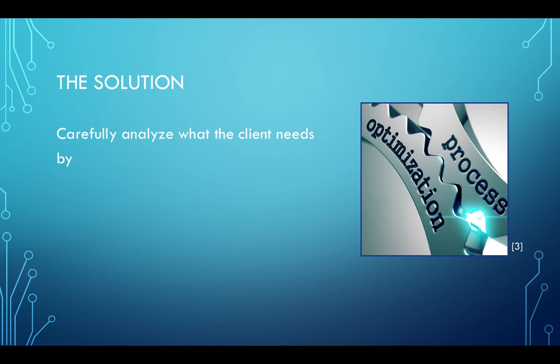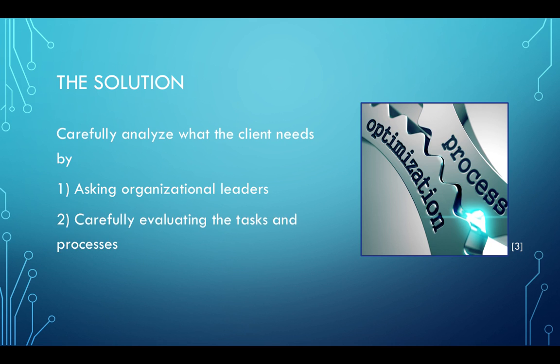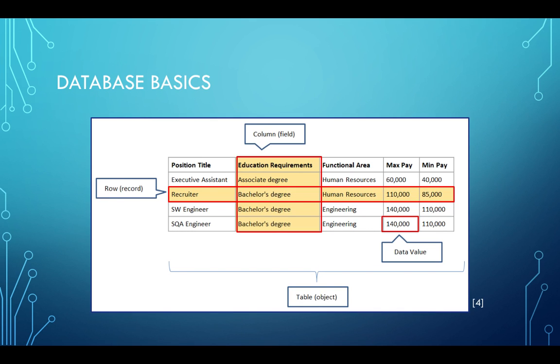The solution: carefully analyze what the client needs by asking organizational leaders, carefully evaluating the tasks and processes. The careful design and use of databases is really important in creating an effective EHR system. Each column is referred to as a field, and each row is referred to as a record. Each value is referred to as a data value, and the table can be referred to as an object.